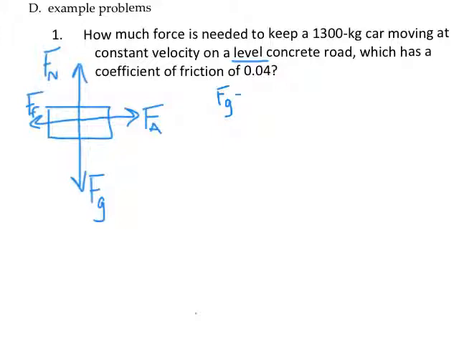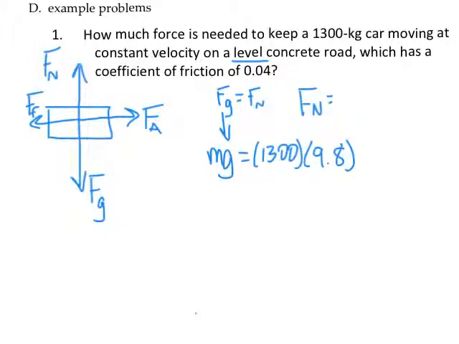The gravitational force in this case is going to have the same magnitude as the normal force because it's on a level road, and the way that we calculate the gravitational force is to multiply mass times gravity. So let's go ahead and plug those numbers in and get a value. When we multiply those two together, that's going to allow us to plug in a value for the normal force of 12,740 newtons.